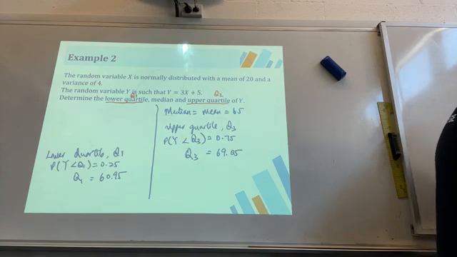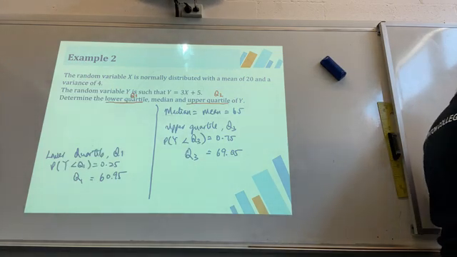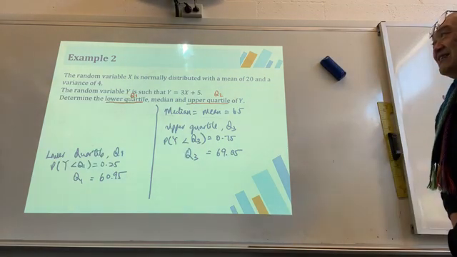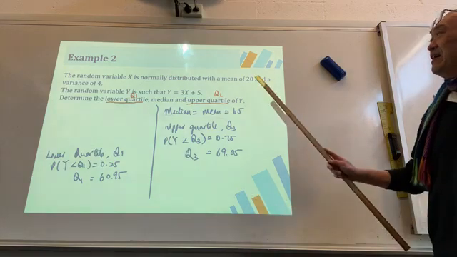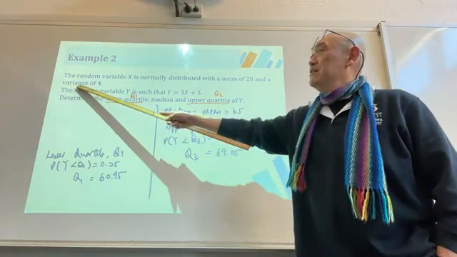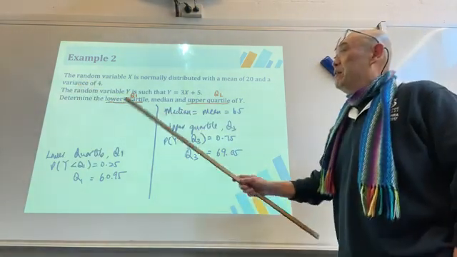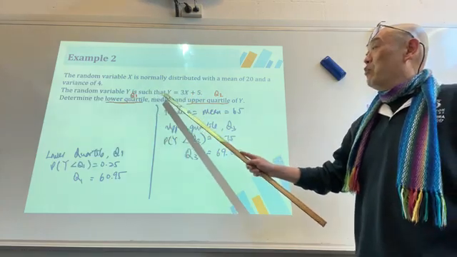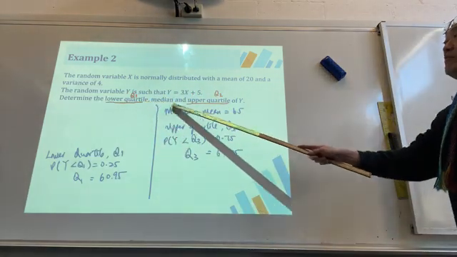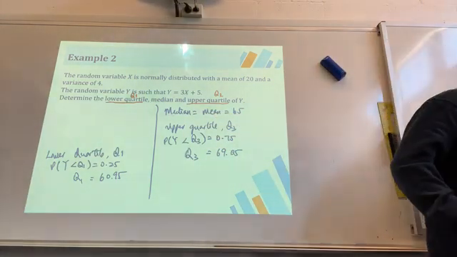I forgot to animate this, but it doesn't matter. So the random variable x is normally distributed with a mean of 20 and a variance of 4. Read the question carefully. Variance of 4, so you need to do a square root to get your standard deviation. The random variable y is such that y equals 3x plus 1. So determine the lower quartile, median, and upper quartile of y. I've given you the answer.